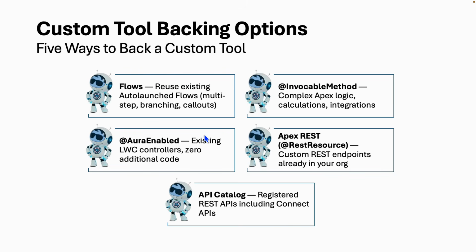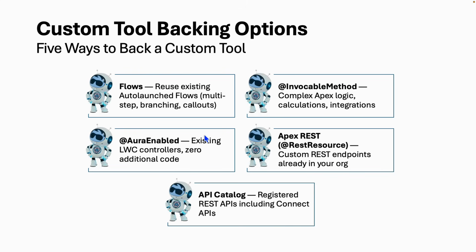Second one is the invocable action. These are the Apex classes annotated with @InvocableMethod, where you go and write the complex calculation or perform sensitive operations. You can directly use those invocable actions as well. Number three is the @AuraEnabled method. Now this is interesting, right? If you have already built something for a Lightning web component annotated with @AuraEnabled, that can also serve as an MCP tool for you, right? Again, you do not have to write any additional code for it.